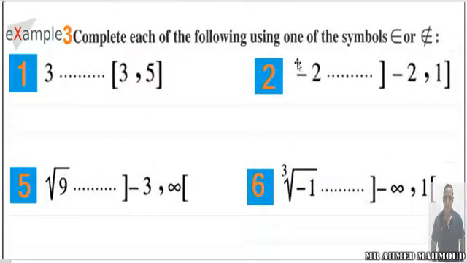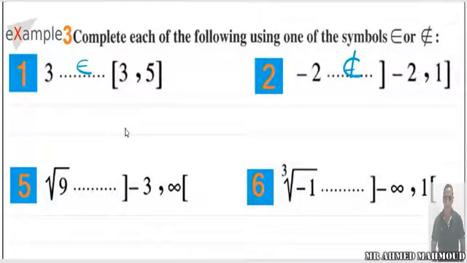The next example: complete using belongs or doesn't belong. In this interval, we have three kinds of numbers. We have 3, we have 5, and the numbers between them. Then 3 is included, so 3 belongs to this interval. Next, negative 2. Here we have from negative 2 opened to 1 closed. Negative 2 here is opened, that means negative 2 does not exist. Then negative 2 doesn't belong to this interval.